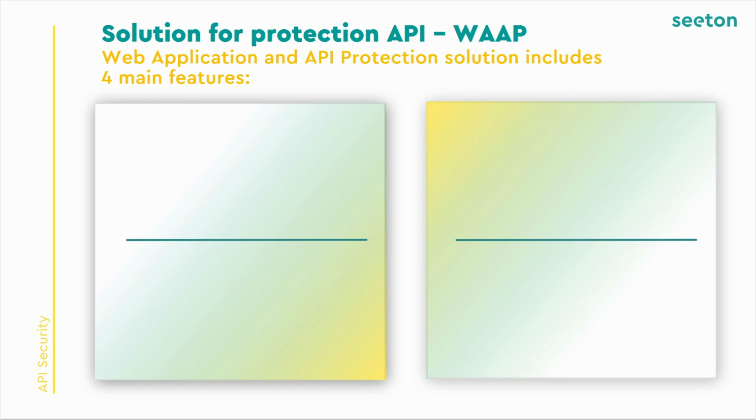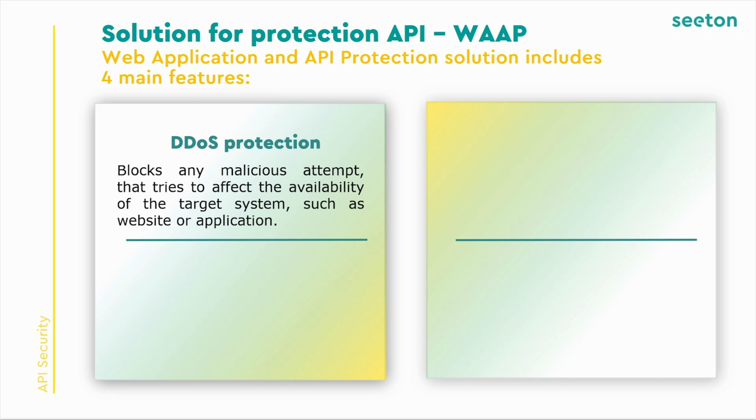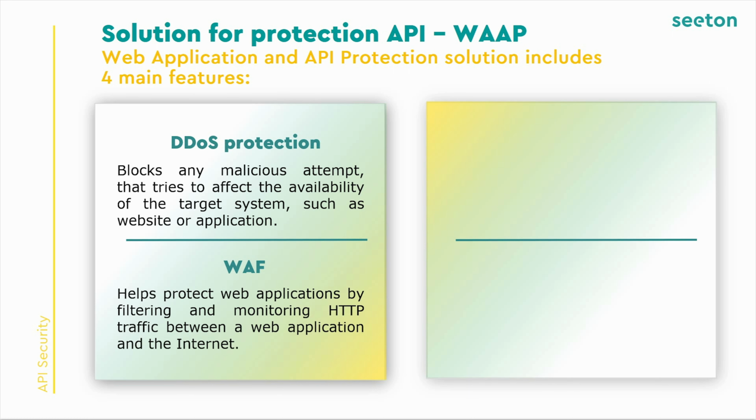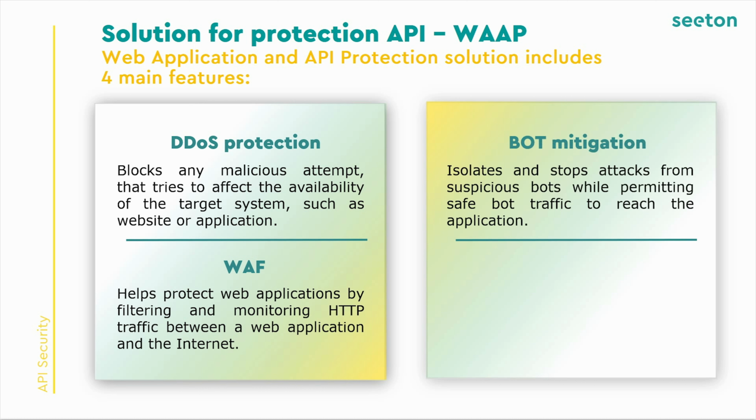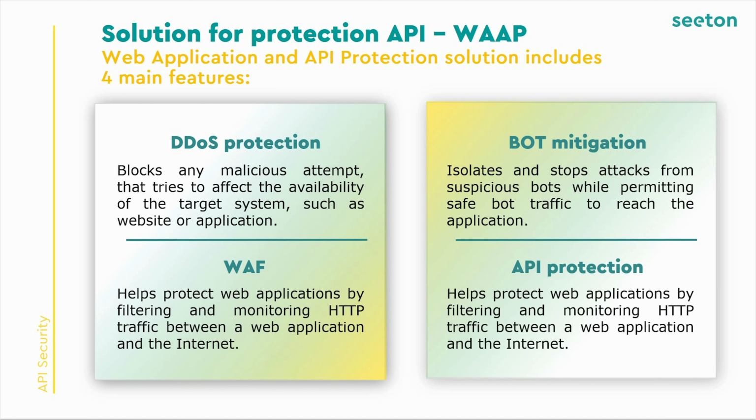In order to protect APIs from potential vulnerabilities, solutions were developed that Gartner classifies as web application and API protection. Solutions include the following functions. DDoS protection blocks any malicious attempts to affect the availability of a target system such as a website or application. WAF helps protect web applications by filtering and monitoring HTTP traffic between the application and the internet. Bot mitigation isolates and stops malicious bot attacks while allowing safe bot traffic to reach the application. API protection focuses on strategies and solutions to understand and mitigate the unique vulnerabilities and security risks of application programming interfaces.